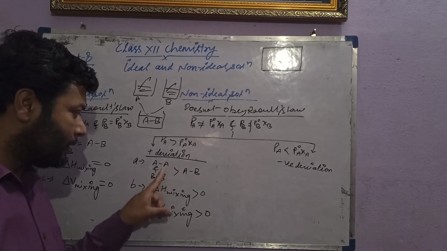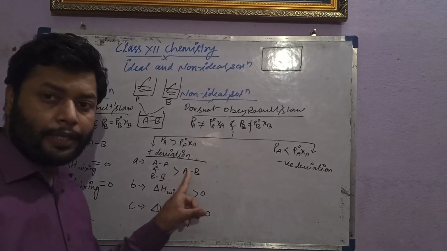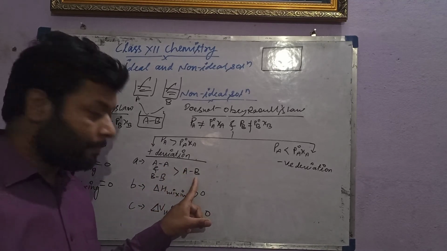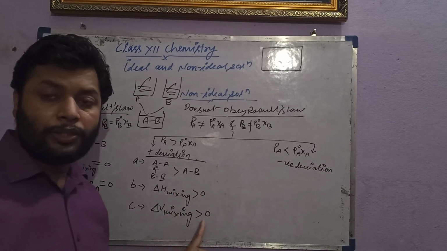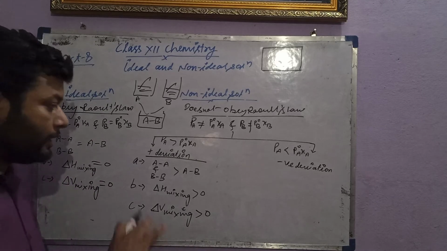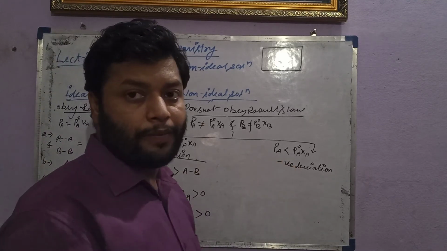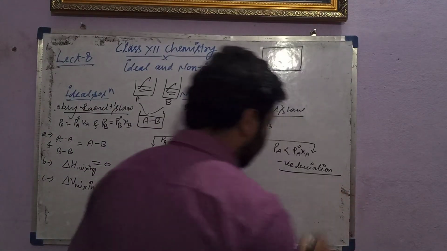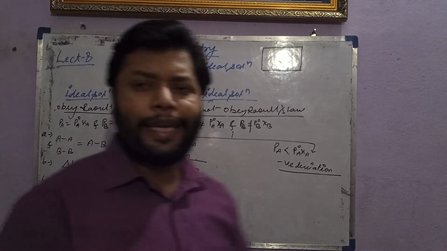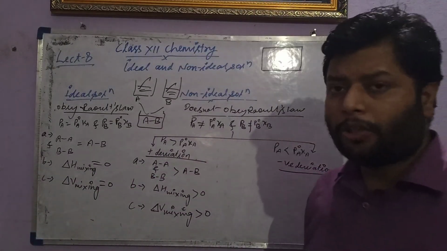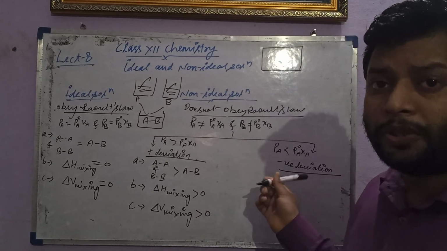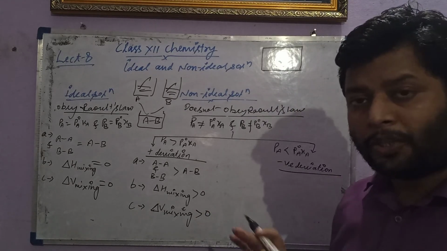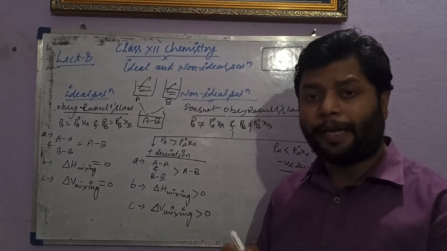So in the positive deviation, it is very easy. The force of attraction in the individual components is greater than between them. Delta H mixing is greater than 0. Delta V mixing is also greater than 0. This is just the opposite of the case of negative deviation. You have to learn any one of them correctly, then the other will be the opposite of that. There is only one concept actually.